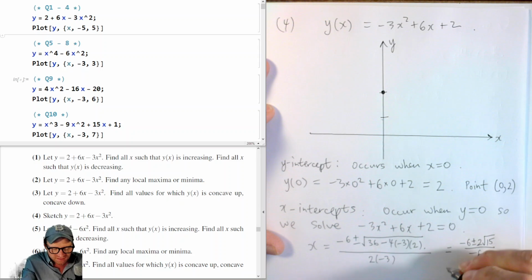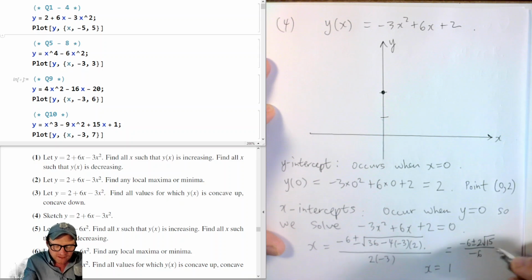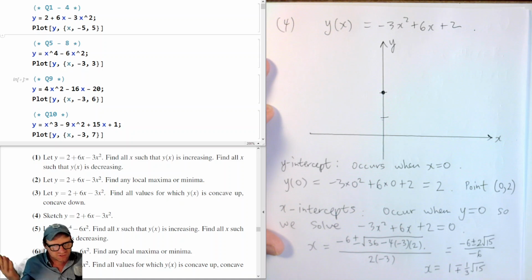And so then we can write this as x equals, now minus 6 over minus 6 is 1. I'm going to express this as minus or plus because I'm dividing by a minus, just because it's a good habit. 2 over 6 is a third. So we've got these two numbers, right? You can get a quick, dirty estimate for this because 15 is close to 16. The square root of 16 is 4. So this is about 1 plus 4/3, or approximately 2.3, right?